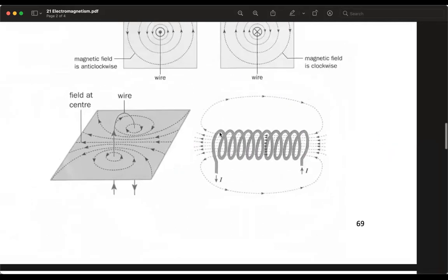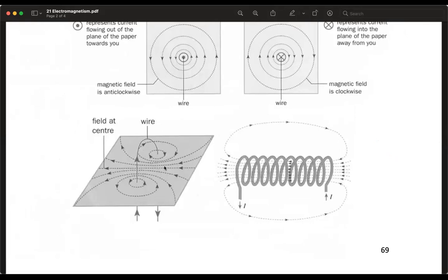Okay, so let's look at this. How about for this example? You have one wire coming out and one wire going in. Can you see? Going out and going in. So it's something like this. So how do you draw the magnetic field line? We do the same thing as what you see on top here. Dot is anti-clockwise. Then cross is clockwise. All can see, right?